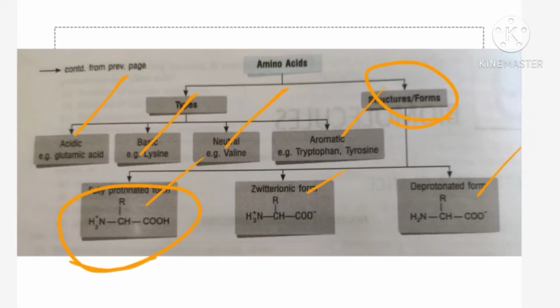This is an example. Amino acids have the functional group COOH. What is the COOH? It is an acid, isn't it? You know, OH is alcohol, CHO is aldehyde, COOH is acid, C double bond O is ketone, isn't it?